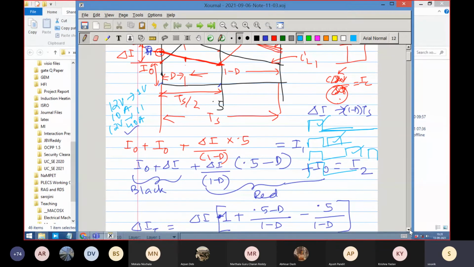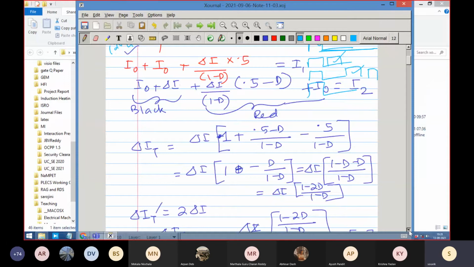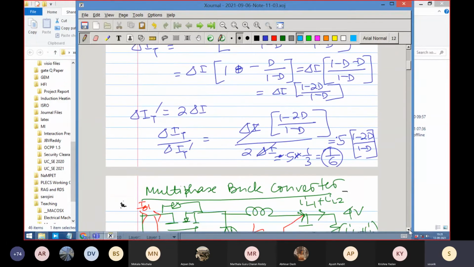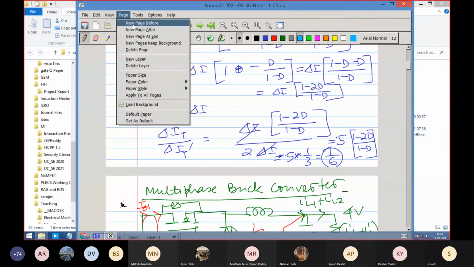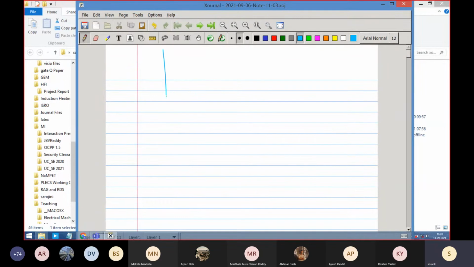What is the current drawn from this source? Here I have exhausted this page, so let me add another page. So what is the current drawn from the supply system? You see, the first current is this. This is 0.5 and 0. For the rest of the period it is not conducting. And what is the current in the second one?